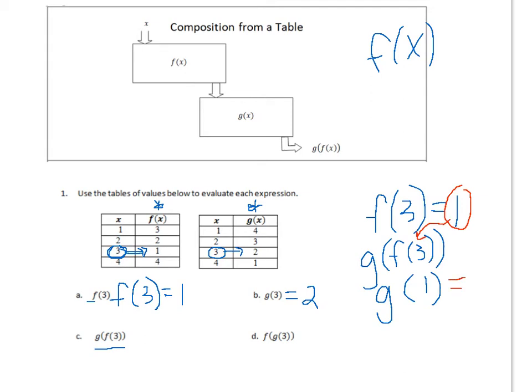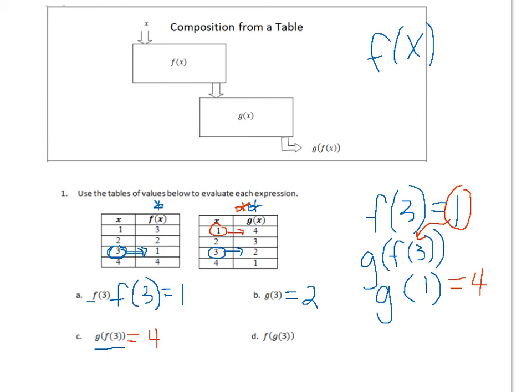For g of 1, I'm going to go back over to my table with my g of x function now, and I'm going to look where x is 1, and I'm going to find the y value. The y value is 4. So even though this is really complicated, it's just a simple process of using both parts to find a final answer.